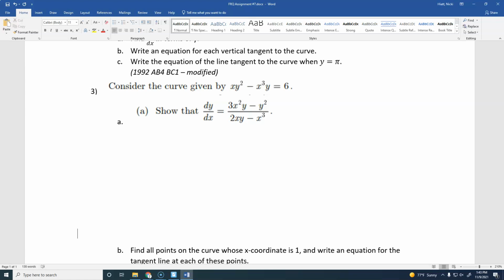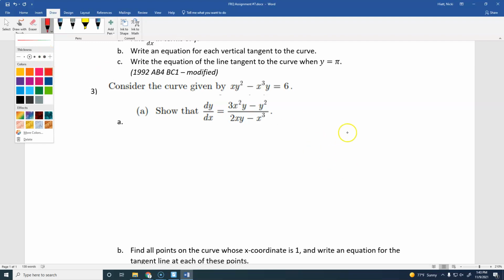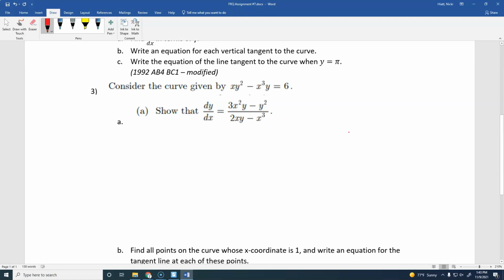Okay, so the nice thing about number 3 is it gives you the answer to part A. But you have to know how to get that and show the work, because obviously it's not just getting the answer since they gave you the answer. They're saying show that dy over dx equals this. So you have to show the work, but you should get this answer at the end.